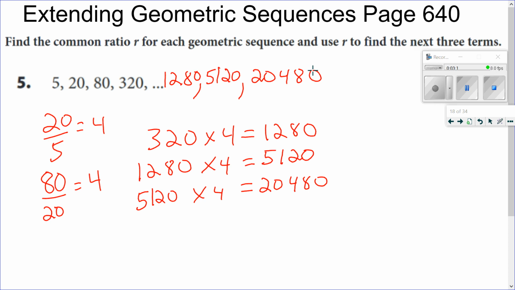So again, you're going to take the common ratio by dividing consecutive terms, and then use that common ratio and multiply it by each consecutive term afterwards to find the next three.